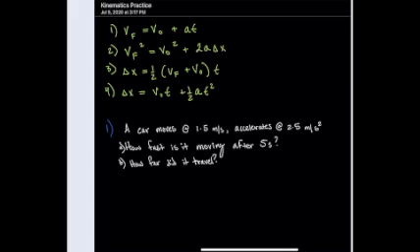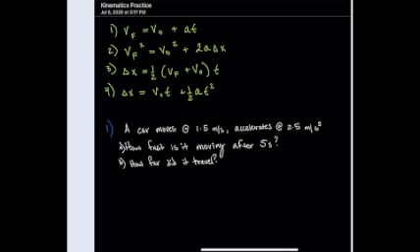So the four kinematic equations: V final equals V initial plus acceleration times time. V final squared equals V initial squared plus 2 times the acceleration times displacement. Displacement equals 1/2 times V final plus V initial, times time. And lastly, the displacement is equal to initial velocity times time plus 1/2 times the acceleration times time squared.